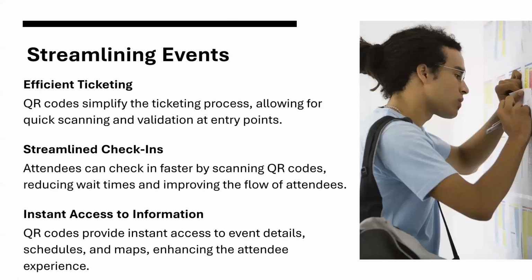Events. This is a great way to help you manage some of your events. QR codes can help you with efficient ticket tracking because each time it's scanned, you'll know that someone is looking at a ticket, allowing for quick scanning and validation at entry points. Okay, so that's where they're coming to your event, but also you can create check-ins and instant access to information on when they bought it, the schedules, maps, and that's what you provide to the attendees. And so it can cover not only from buying the tickets to the check-in process to giving the attendees the event overview.